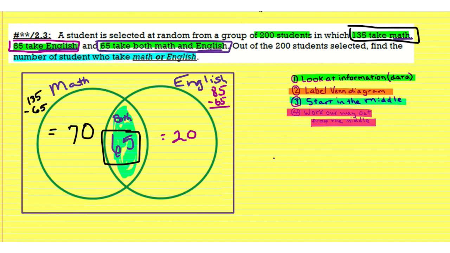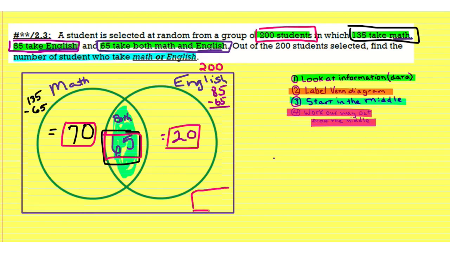Okay, so we also had this number up here that says that 200 students total were in this group that they were asking: did you take math, did you take English, or did you take both? So that means that all of these numbers inside the rectangle, which is the universal set, must add up to 200. So far, I have 70 inside the circles, I have 65 inside the circles, and I have 20 inside the circles. So if I want to find how many people did not take math or English, I need to subtract those from the 200.